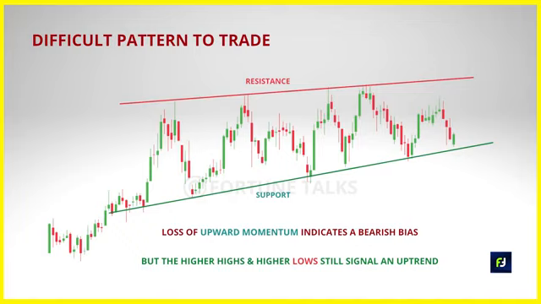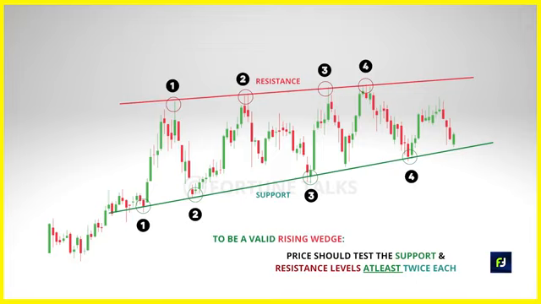While it is a consolidation formation, like most other patterns, the loss of the upside momentum on each successive swing high gives the pattern its bearish bias. However, the series of higher highs and higher lows keeps the traders guessing that the trend is still bullish. This is where the contracting range helps us the most. Moreover, to identify it as a rising wedge, the price should test the upward sloping support and resistance lines at least twice each.